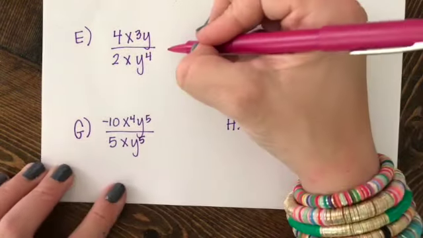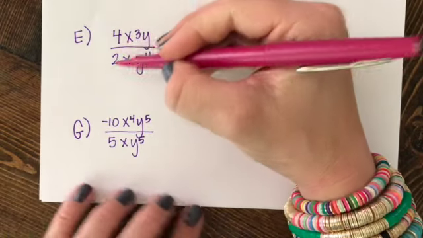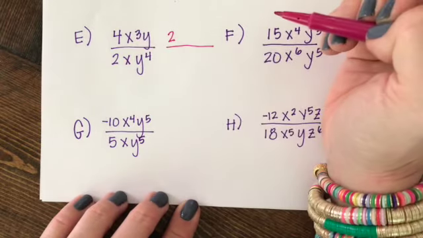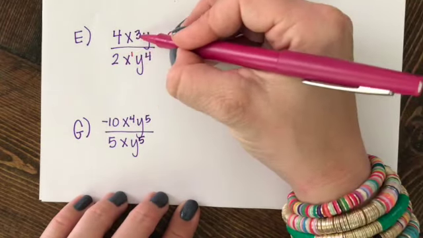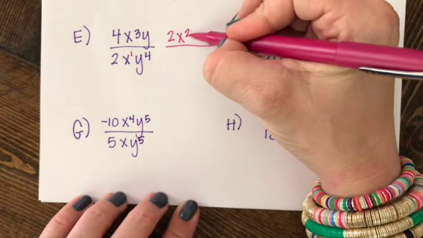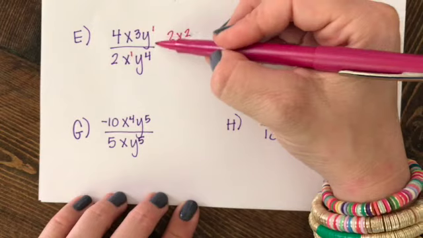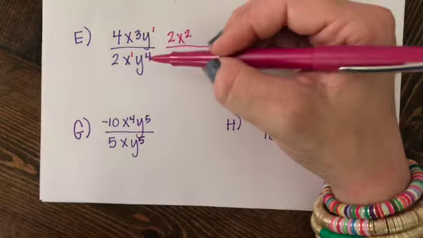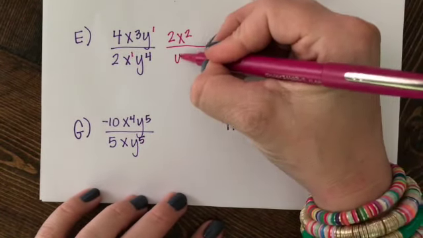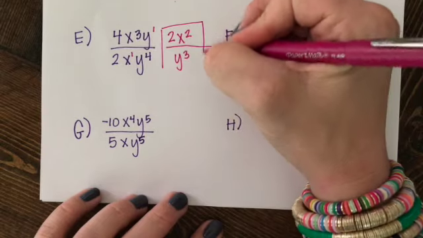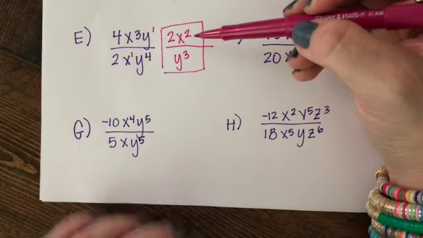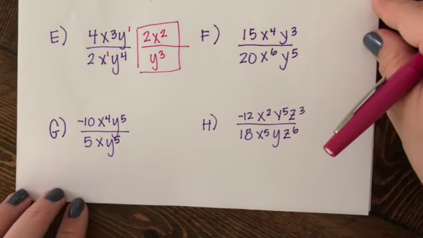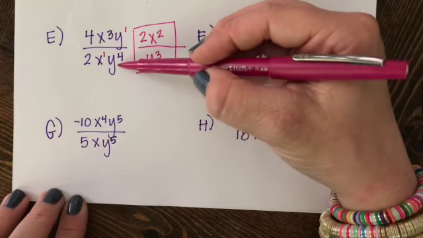Let's look at E. Setting up my fraction bar here. 4 divided by 2. 2 goes into 4 2 times. Then are there more x's in the numerator or the denominator? This is a 1. So 3 minus 1 is x squared. And then here, are there more y's in the numerator or the denominator? If I have 1 y in the numerator and 4 y's in the denominator, there are 3 more underneath. So that answer is a fraction. 2x squared over y to the third. Because I had only 1 y on the top and 4 on the bottom.